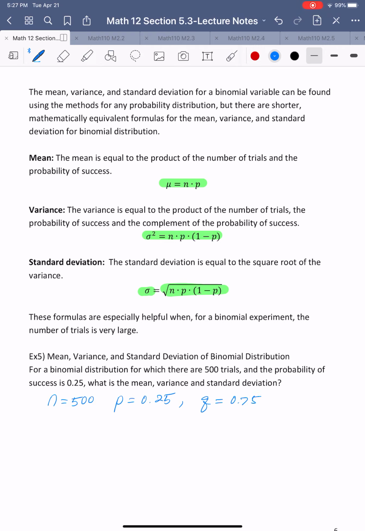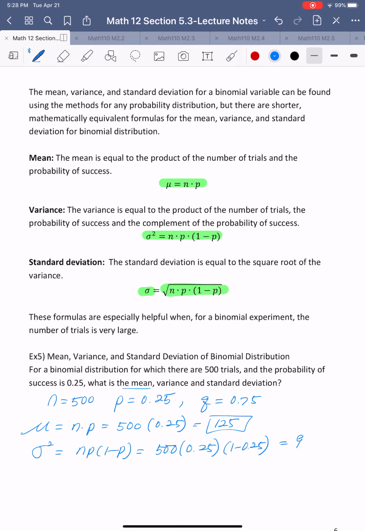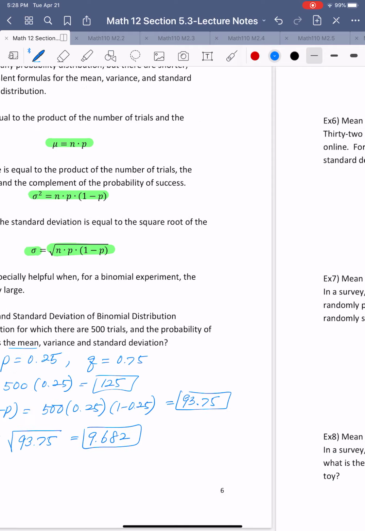So in order to find the mean, which is mu, it is n times p, which is 500 times 0.25, come out as 125. And then the variance, sigma squared, is n p times 1 minus p, which is 500 times 0.25 times 1 minus 0.25, which comes out as 93.75. Sigma is going to be the square root of sigma squared. So whatever sigma squared you found, use a square root. Okay, all right, that'll be the answer.